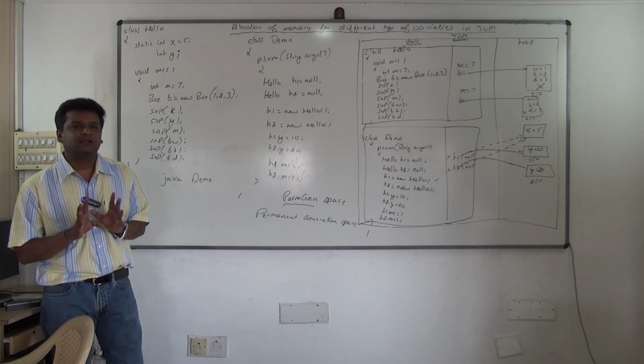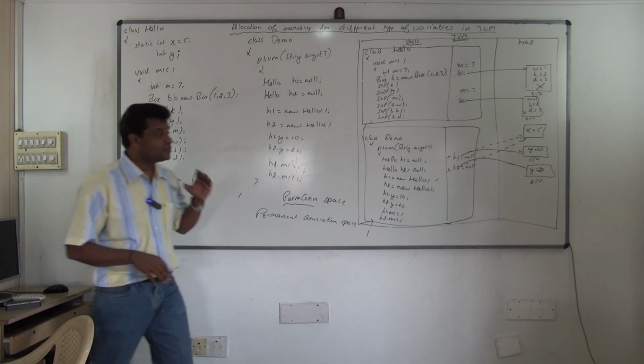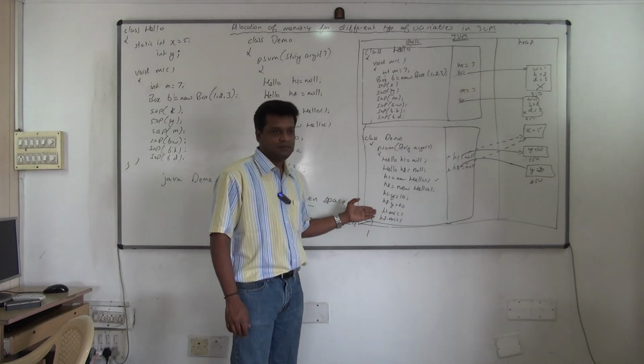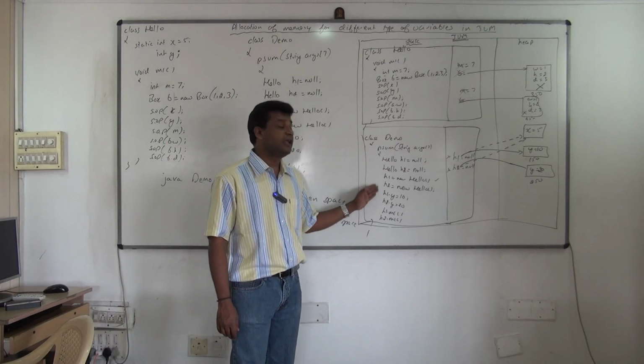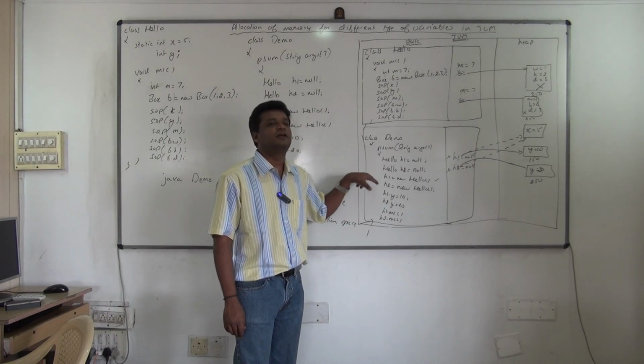Clear? Only one copy of static variable, clear? Okay, I'll give you some more programs about main now. Now you'll start clearly understanding. You can have instance variables in the class containing the main method also.